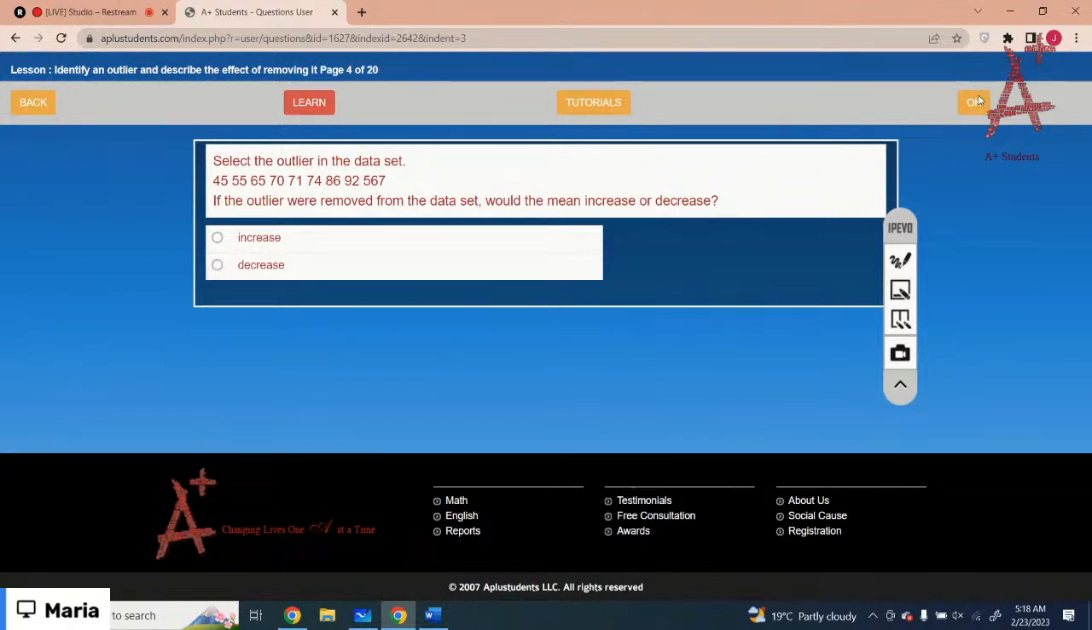567 is the outlier. Got it? Because the rest of the numbers are two-digit, and that's the only one that is a three-digit number. So that is the outlier. So 567 is a big number. Got it? So when you remove a big number from the data, then the mean is decreased. Got it? So the correct option is decreased.